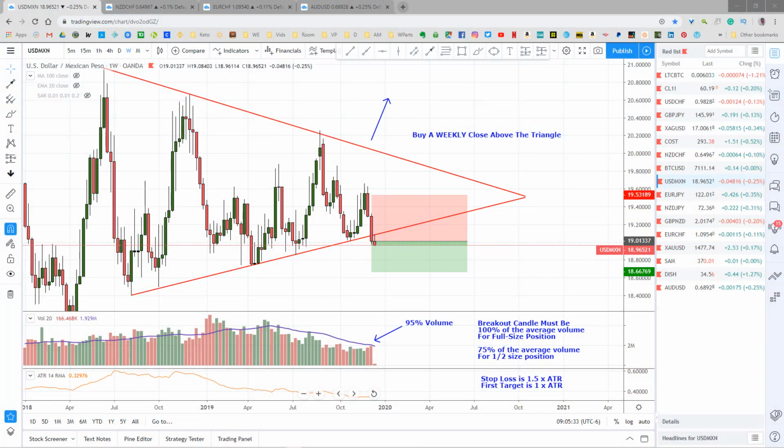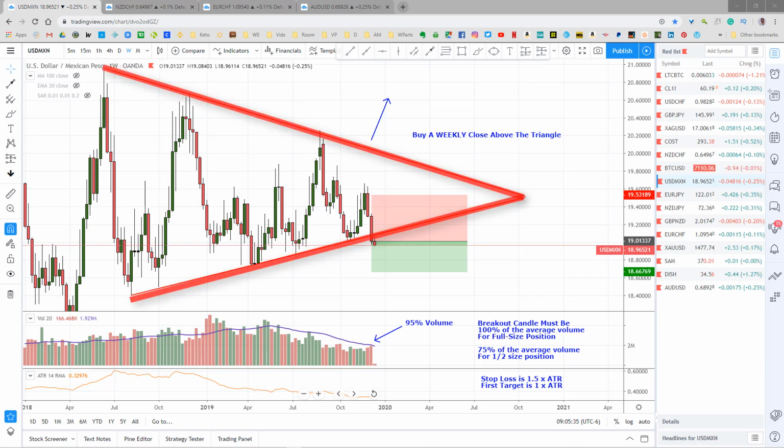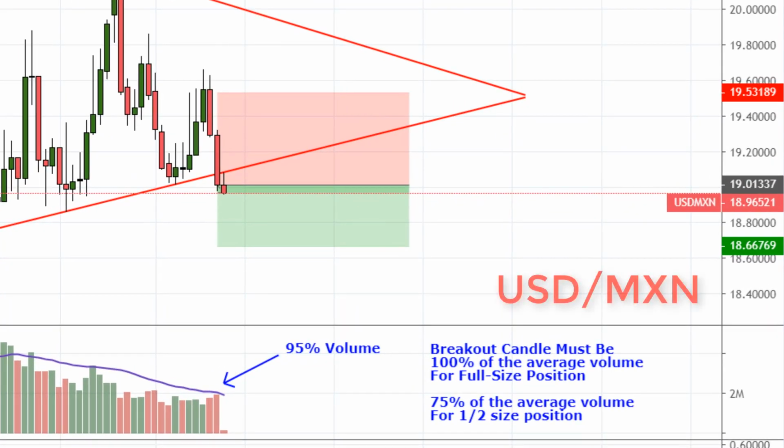Back at the beginning of November, I showed you this triangle on the weekly US dollar Mexican peso Forex pair. We got a sell trigger on Friday with 95% volume right here. So I sold a half-size position at 19.01337. The stop loss is 19.53189 and the first target is 18.66769. Let's see where this goes.